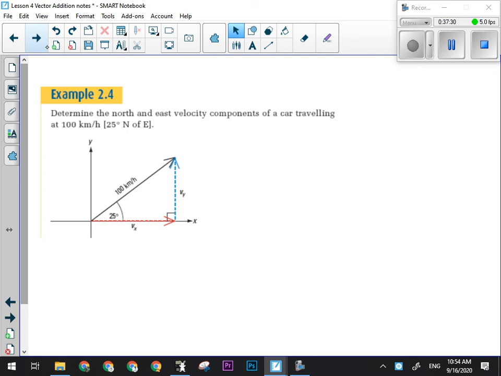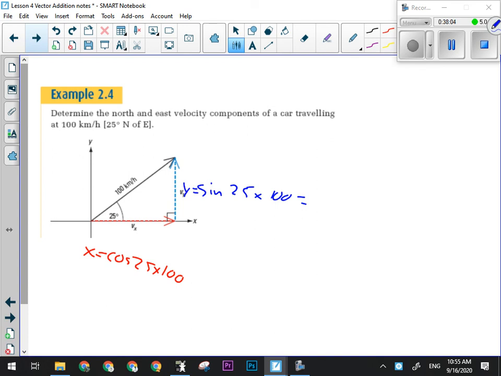Okay, I would find x using sine or cos. Cos. It's adjacent to the 25-degree angle. Okay, and then I would use sine to find the other one. So to find x here, I would go cos of 25 times 100, because it's 100 kilometers per hour. For the y component, sine of 25 times 100. Okay, and I would have them there.